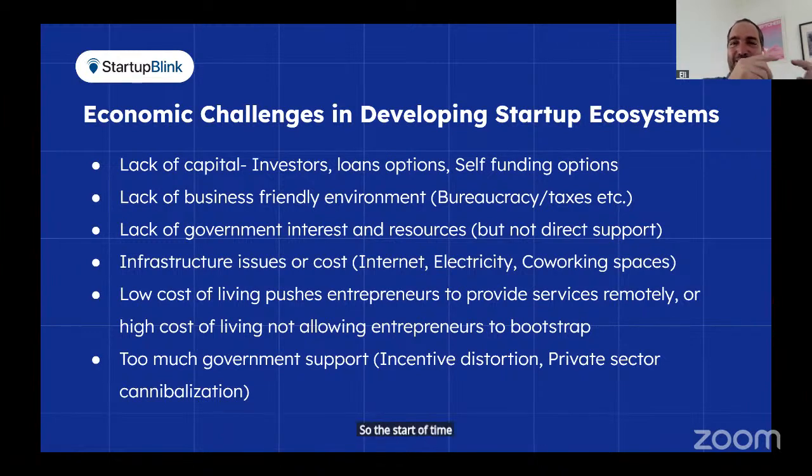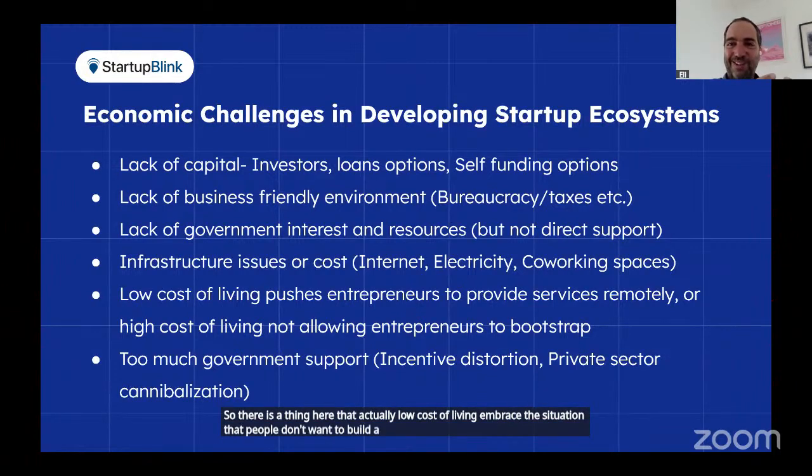So there is a thing here that actually low cost of living can create a situation that people don't want to build a startup because it's so lucrative to get a job for a foreign company. And also the problem with low cost of living is that a lot of people are a little bit sneaky.